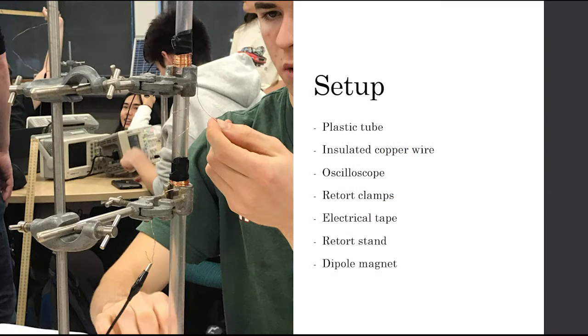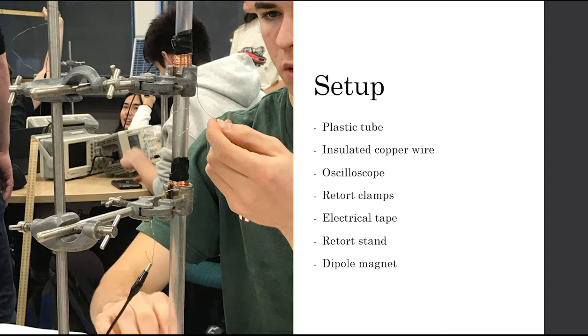Materials required to measure velocity and acceleration through induction are the following: a dipole magnet, retort stand, plastic tube, insulated copper wire, electrical tape, retort clamps, and oscilloscope. Construction of the setup begins with placing the retort stand on a solid foundation. Connect the oscilloscope to a power source.